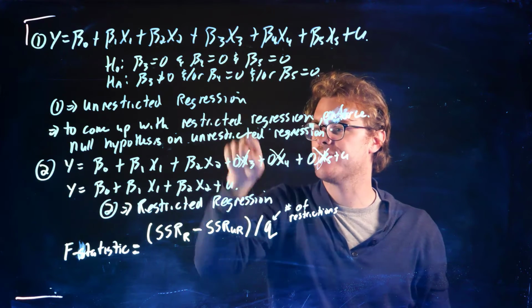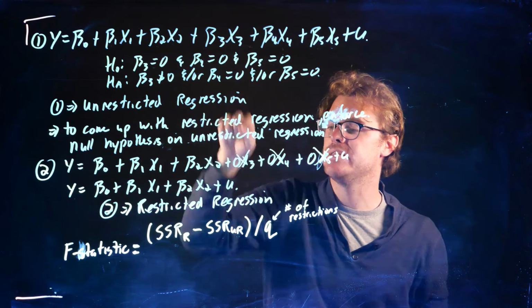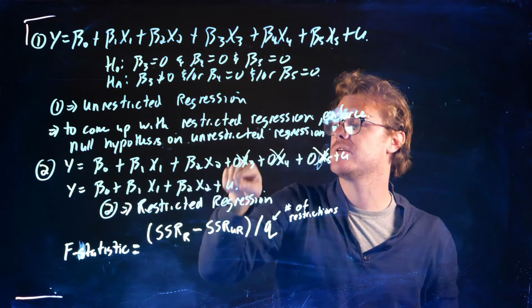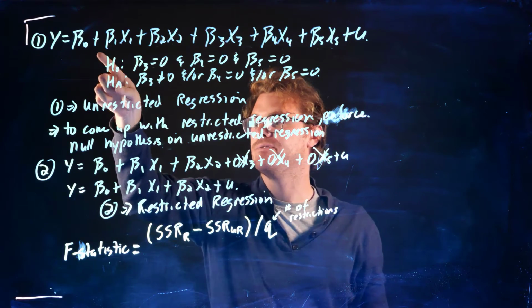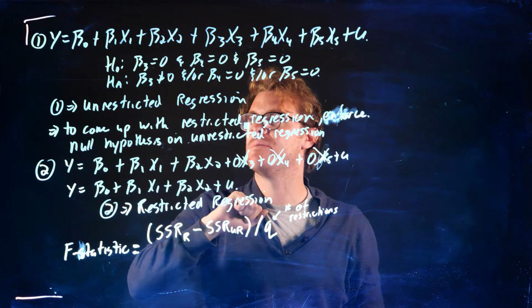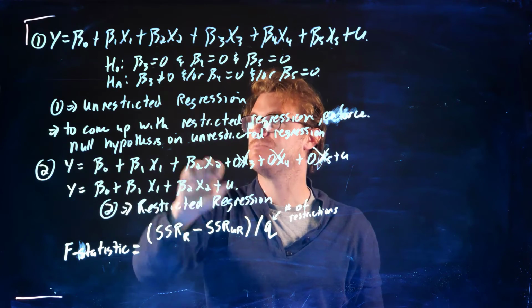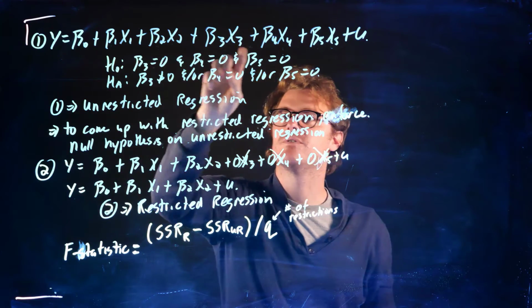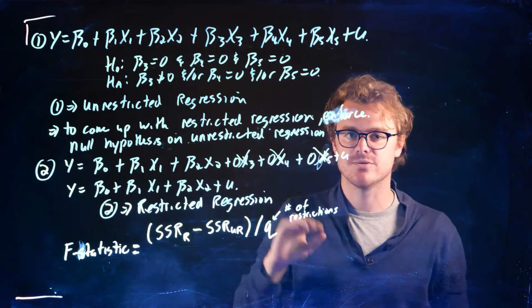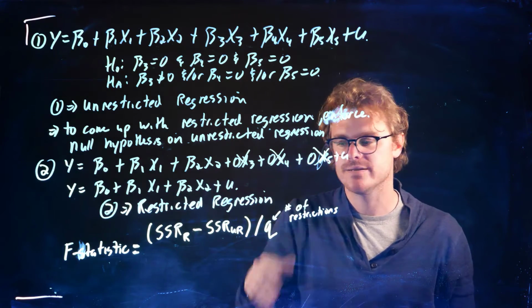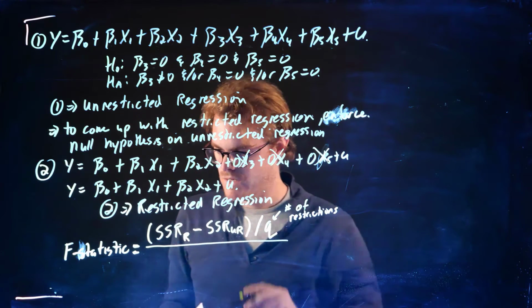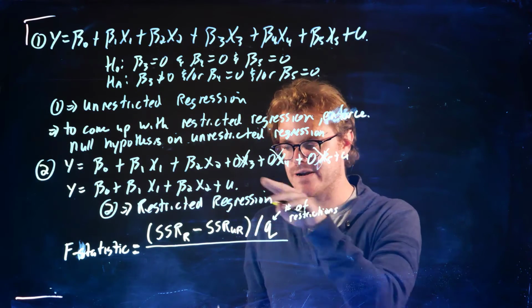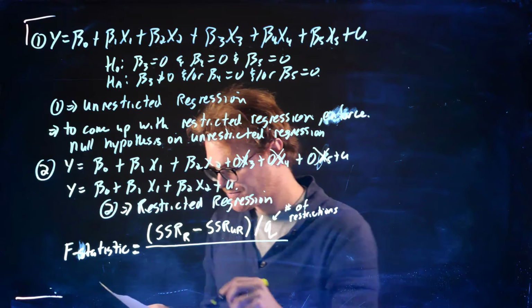Or think of the difference in the number of parameters between the models. It's maybe even a better way of thinking about it. Here we have 1, 2, 3 parameters in this restricted model, and we have 1, 2, 3, 4, 5, 6 in this other one. So 6 minus 3 is 3. We get the same number. Okay, so that's the numerator of this test statistic.